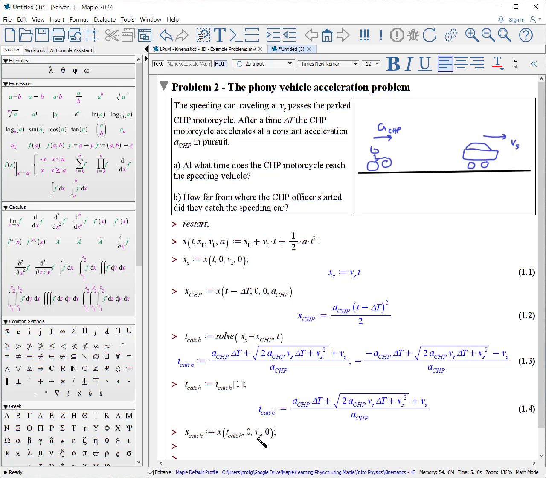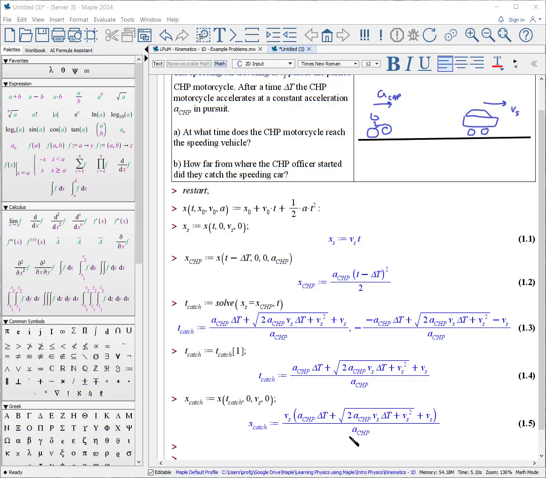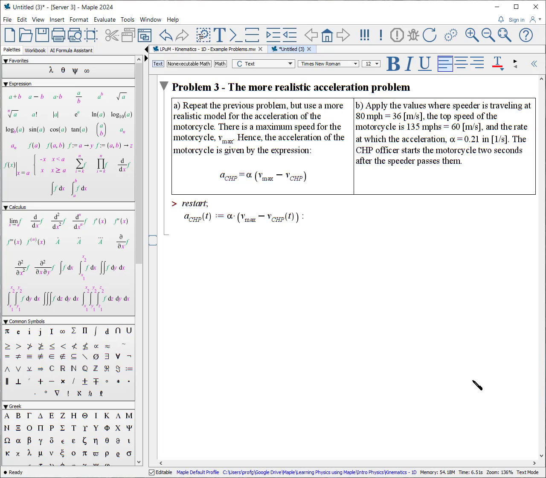We'll use it for the speeding motorist and determine the location the speeding motorist was when he was caught. Again, we get an answer involving the acceleration of the CHP and the fact that there was a time delay, along with the fact that there was a speed for the speeding motorist. In the third problem, we are more realistic about the acceleration of the CHP vehicle.